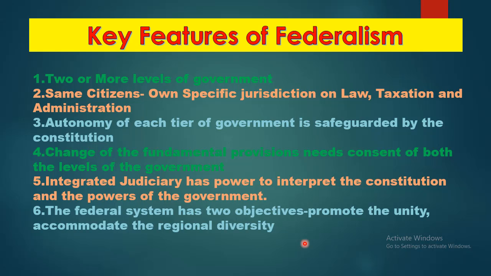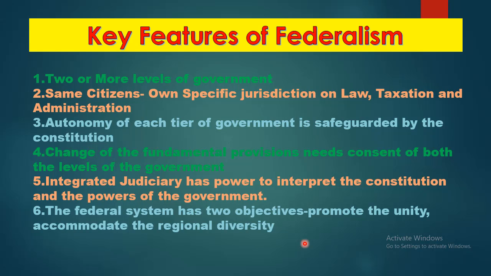So children, point number 1 says: 2 or more levels of government. That means when you talk about feature number 1, in a federal country, or where federalism is practiced in any country, there are 2 or more levels of government.